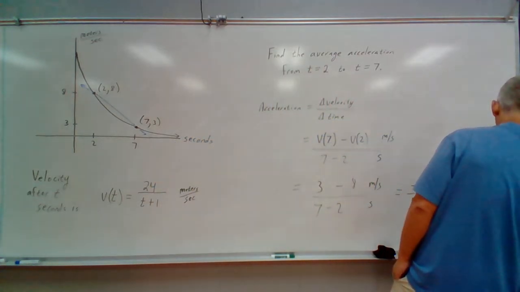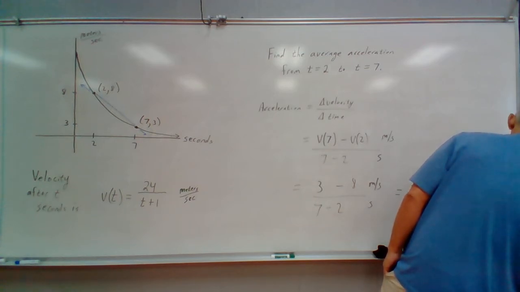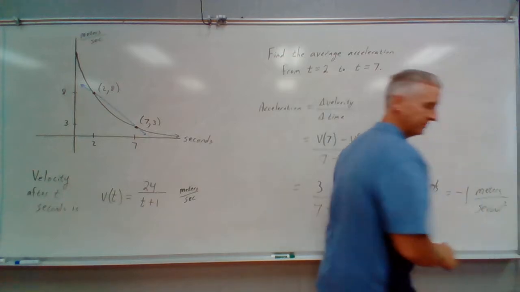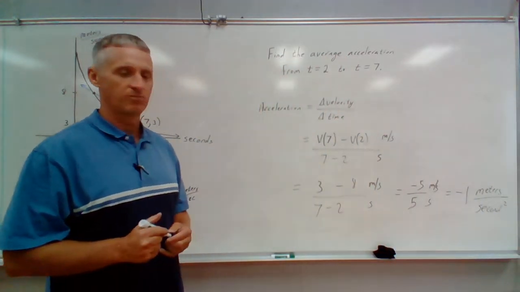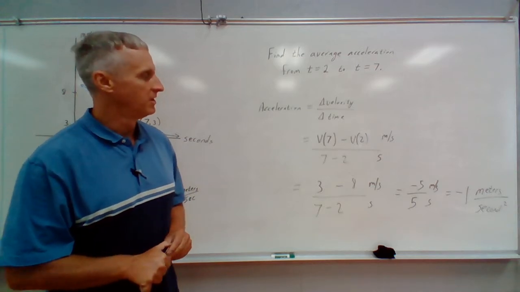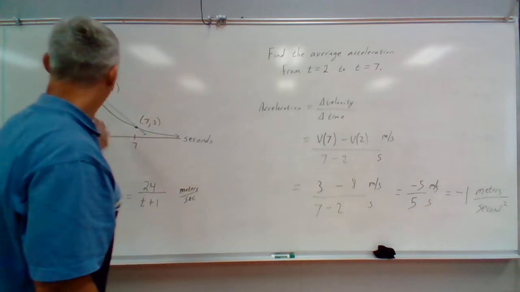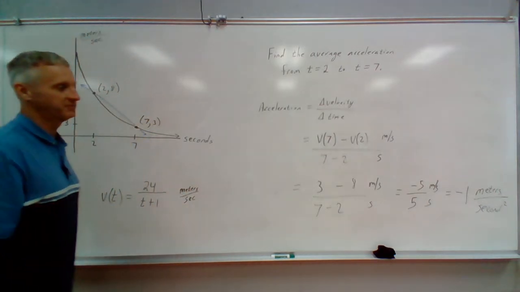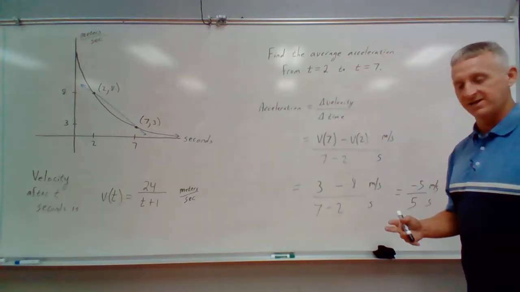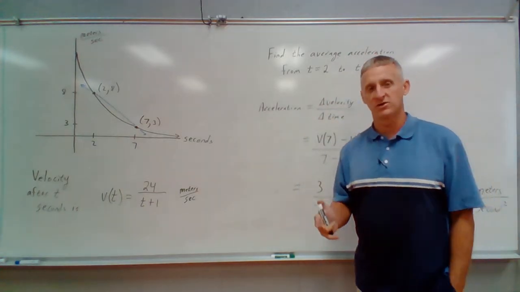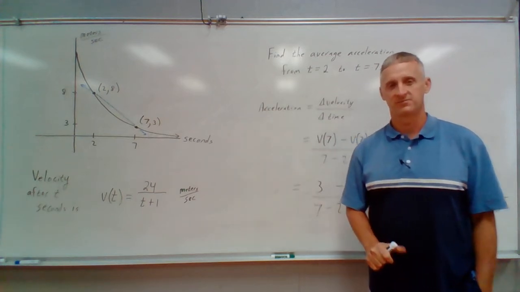And we can write that as meters per second squared. Meters per second over seconds gives us meters per second squared. Okay, so my answer is negative, and it should be because that's a decreasing function. So what this means is that for every second, my velocity is decreasing 1 meter per second on average over that interval.